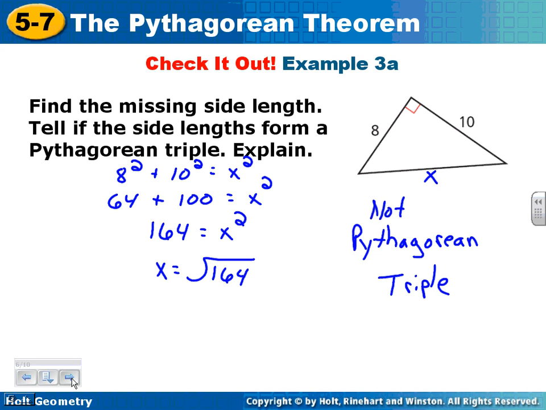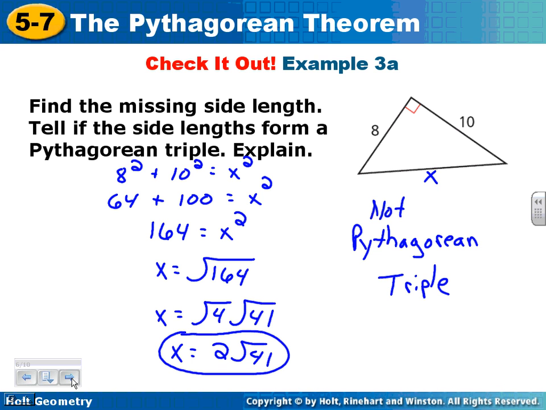Because the square root of 164 is a decimal. I think you need to simplify it into the square root of 4 times 41. So that would be a regular 2, then the square root of 41. So that would be my simplest radical form.